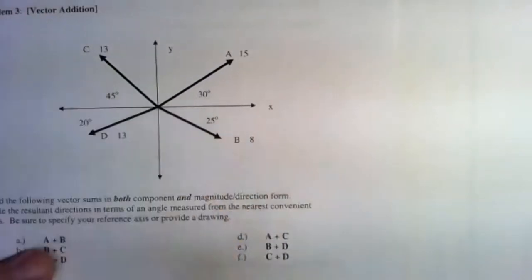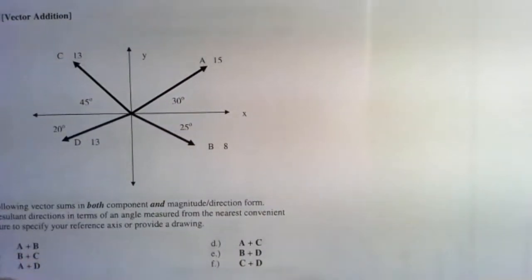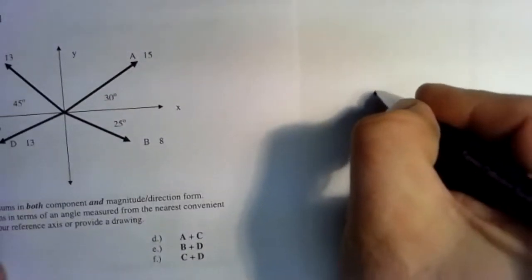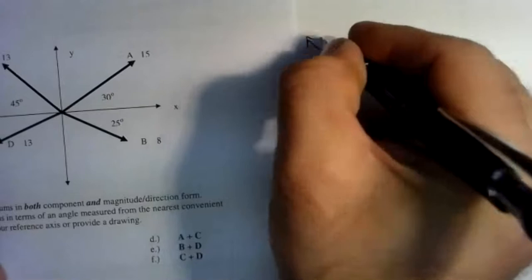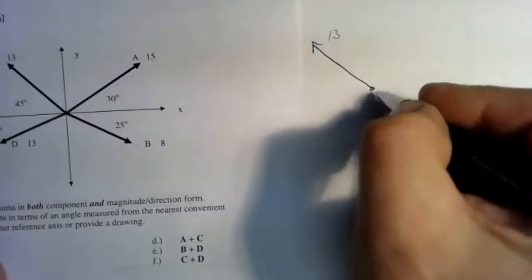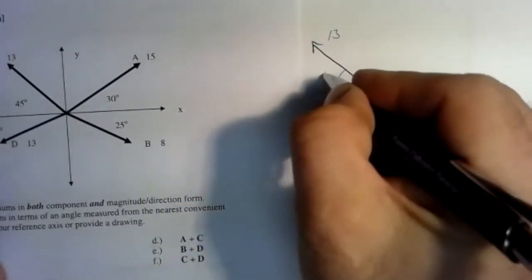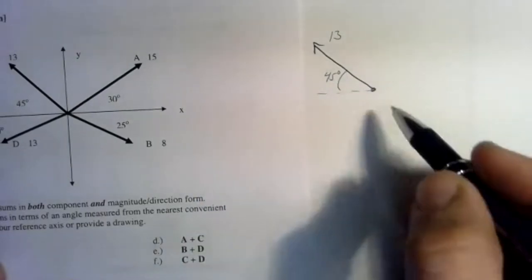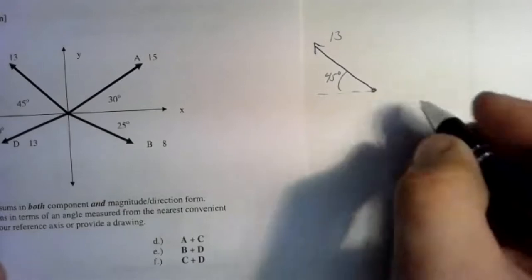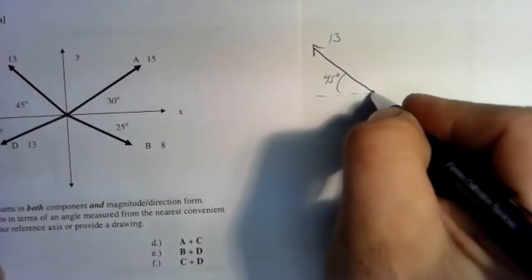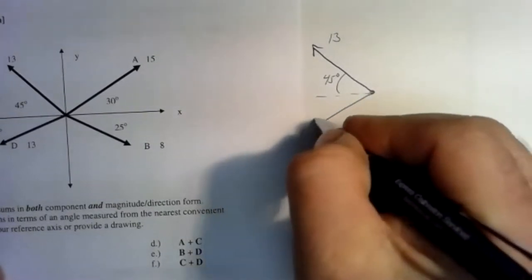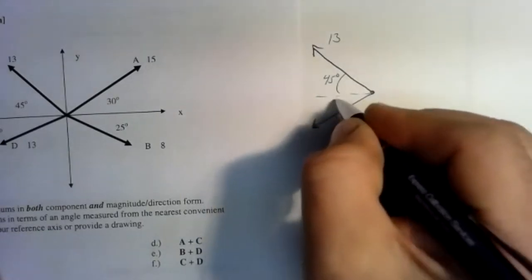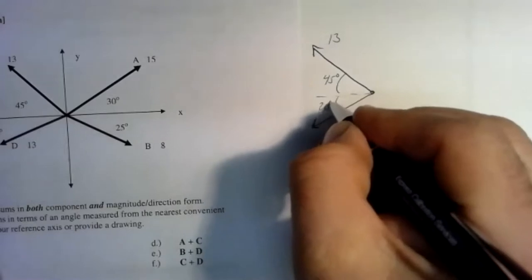Let's take C plus D. So this would be F. For C, we have a vector of magnitude 13, 45 degrees clockwise from the negative x-axis. And then we had vector D down here somewhere, also magnitude 13, but at 20 degrees.